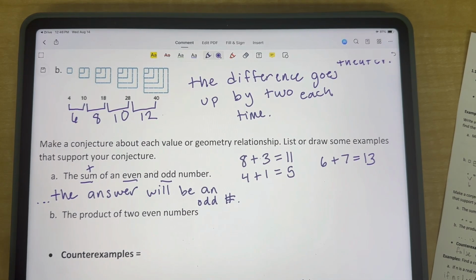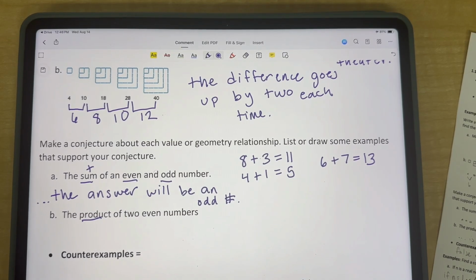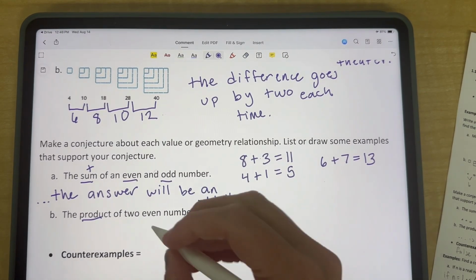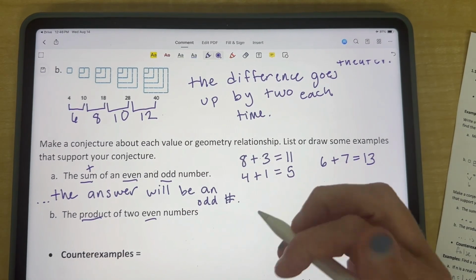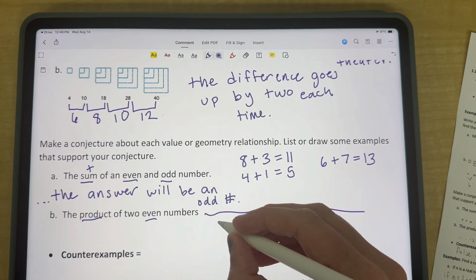Okay, the product of two even numbers. Well, what is product? Hopefully everybody knows what product means. It means to multiply. So the product of two even numbers. Remember, numbers that divide by 2. So if you want to separate these, you can. So let's do some examples.